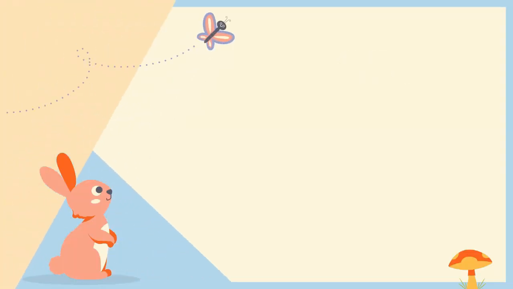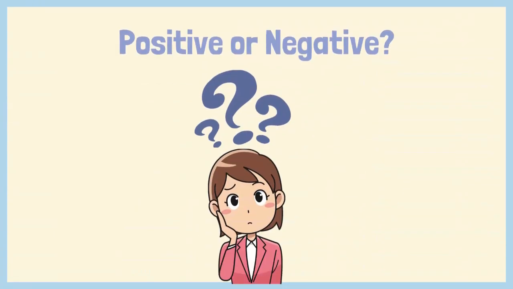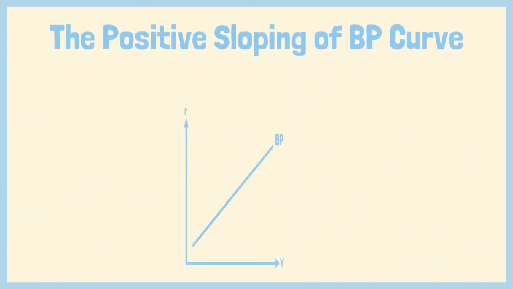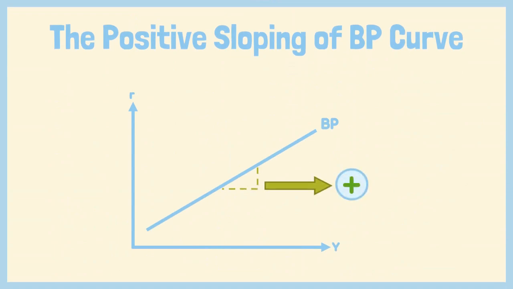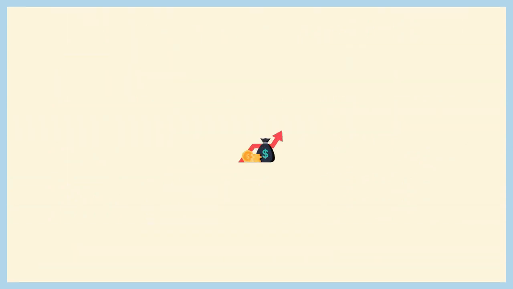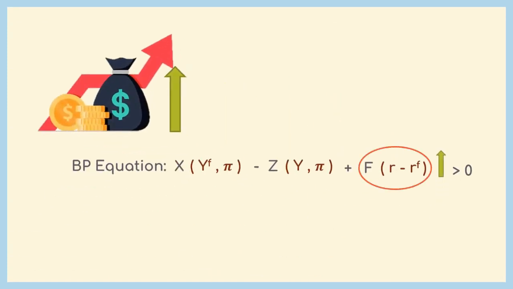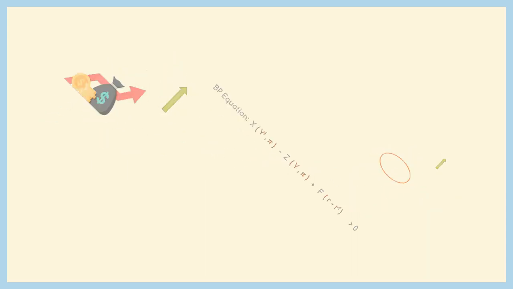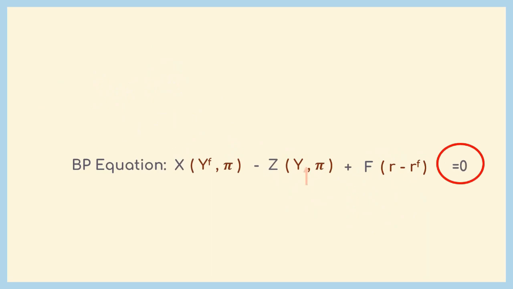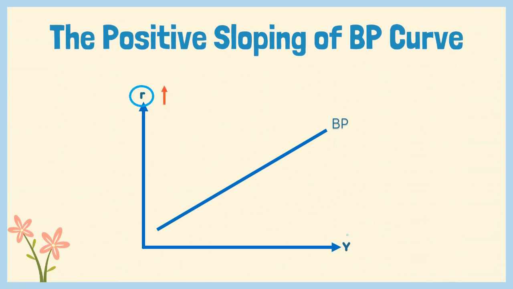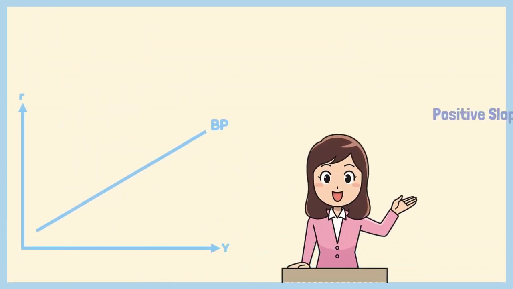How about the slope of the BP curve? Is it positive or negative? Of course, the BP curve has a positive slope. The question is why? If the interest rate increases, it will also cause the net capital inflow to increase. Then the balance of payments will turn positive and no longer 0. Next, the output will have to increase in order to make BP equal to 0 again. Therefore, when R increases, Y will also increase. In other words, R and Y have a positive relationship, so that's why the slope of the BP curve is positive.